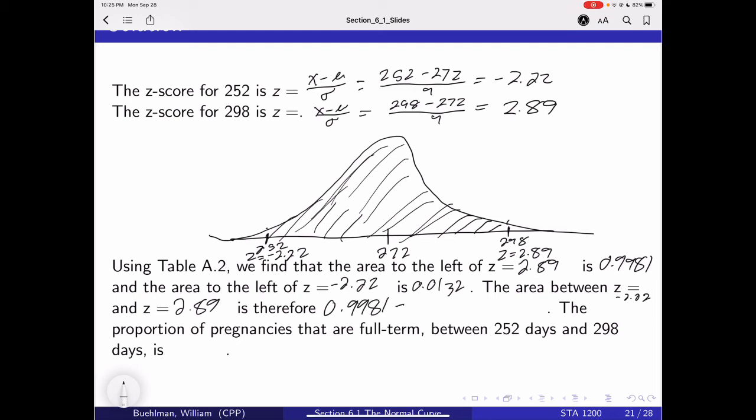The area between z equaling negative 2.22 and 2.89 is equal to the 2.89 area minus the area to the left of negative 2.22, which is equal to 0.9849. Thus, the proportion of full-term pregnancies that last between 252 days and 298 days is 0.9849, or 98.49% of pregnancies last a full term.